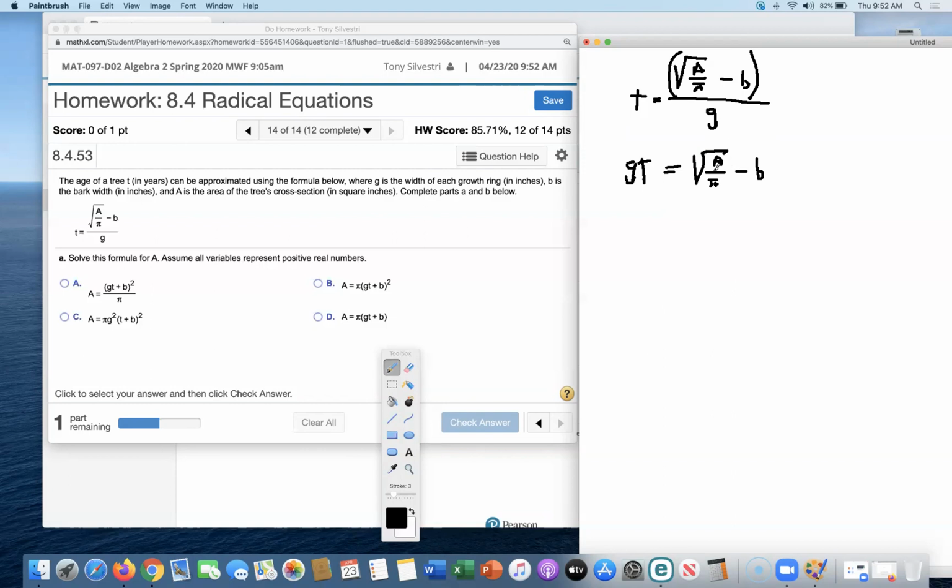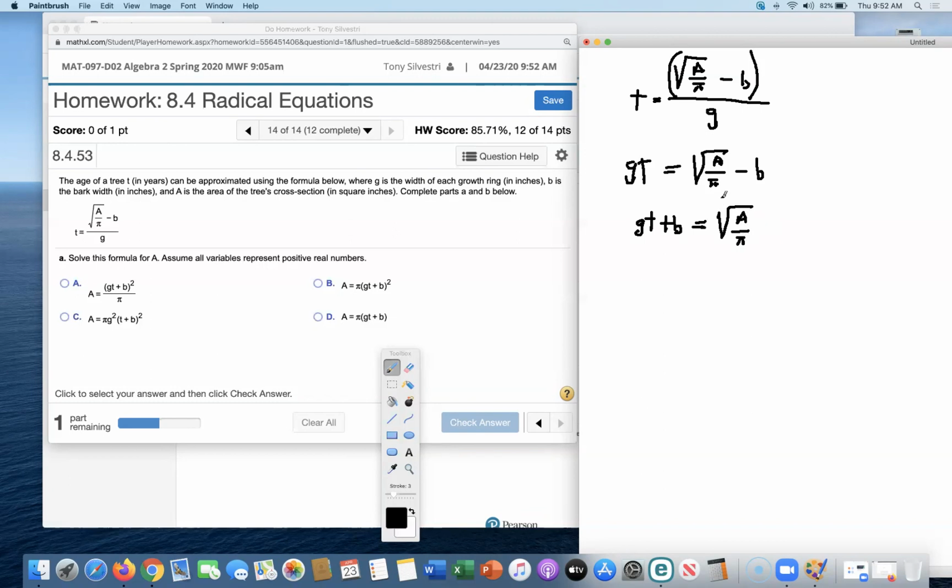That plus, and you see it's underneath the square root, so you know you need to isolate the square root. That minus B has got to go. To make it go, you add B to both sides. Just add B to both sides. That's what I'm going to do here. GT plus B equals, the B's would cancel, square root of A over pi.